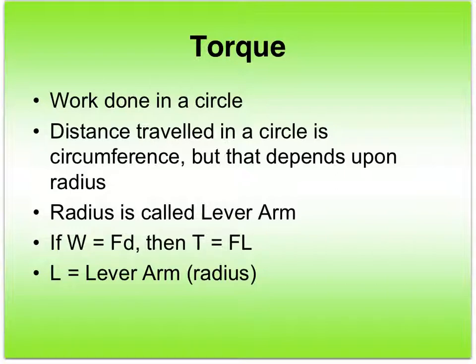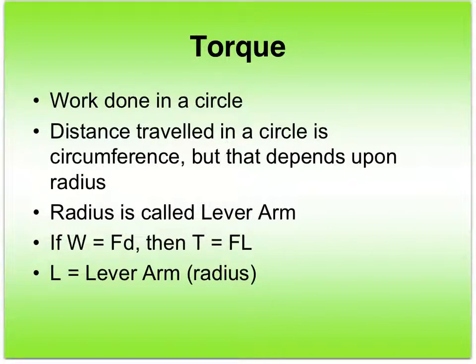Our next topic is torque. Torque is work. It's just work that's done in a circle. It's the same idea, it's the same formula. Distance that you travel in a circle is called circumference, but circumference depends upon radius. Circumference is 2 pi r, so it depends upon the radius of your circle. This radius is what we call lever arm, so we don't have to worry about how many times we turn it. We can look at the measurement of that circle.